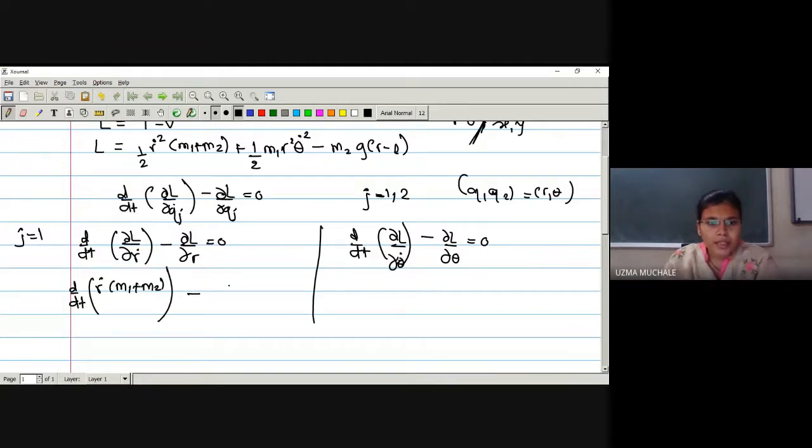Now the derivative of L with respect to r. In the first term there is no term of r, so the derivative will be 0. What remains is the second and third term. If we differentiate the second term with respect to r, the 2 gets cancelled and we remain with m1 r theta dot square, with a minus minus giving a plus sign. We'll keep them as minus only so that we can evaluate the next term.